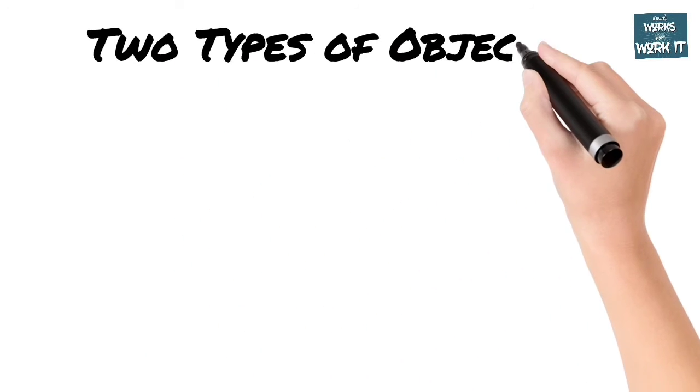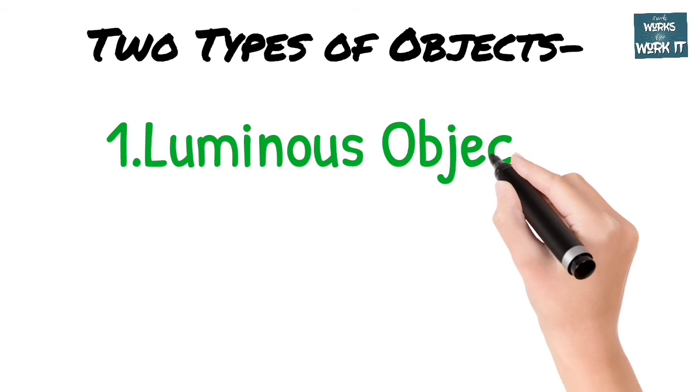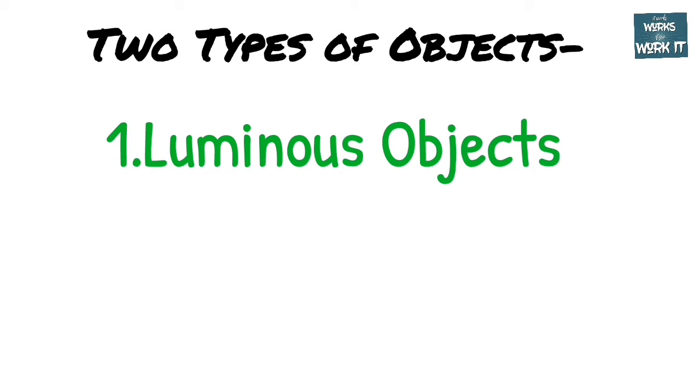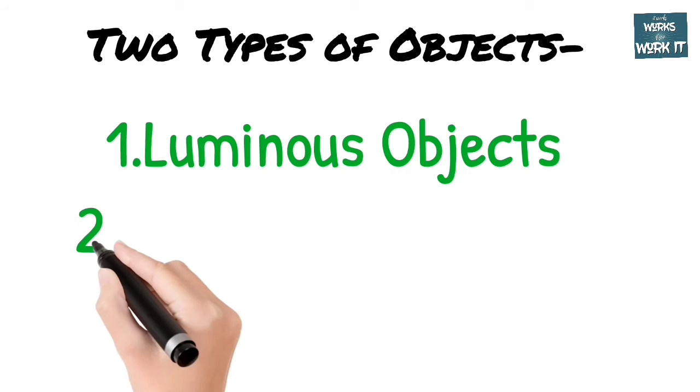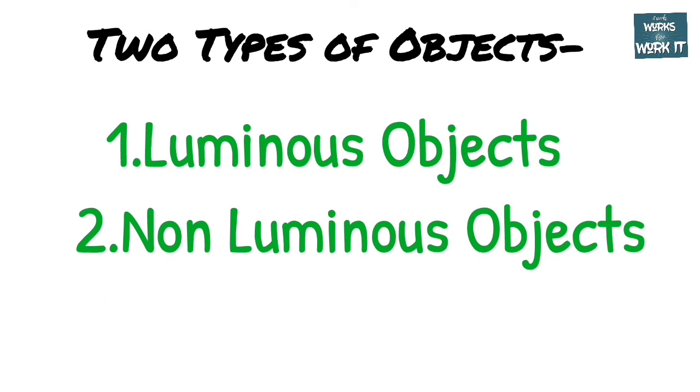So if we take several examples in our surroundings, the objects can be categorized into two types. One is the luminous objects, that means the objects that emit their own light. And next one is non-luminous objects, that means the objects that don't emit their own light.